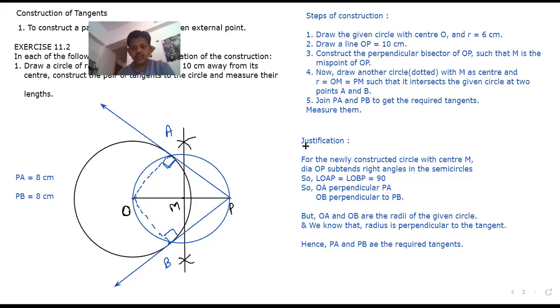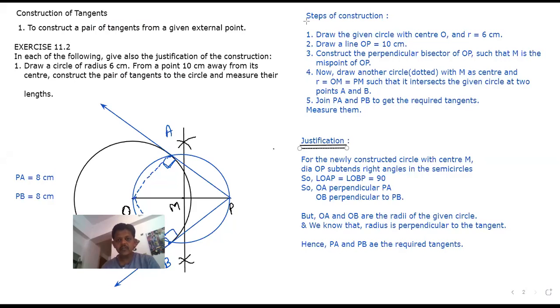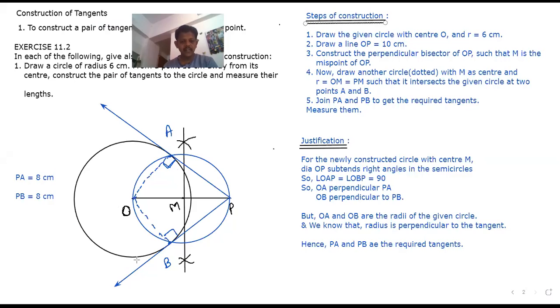Have we understood this construction? Any difficulty with this part? Yes. Again, I will repeat the construction. All of you will pay attention once. Draw the given circle. Draw the line OP because P is at 10 centimeters from the center. Perpendicular bisector of OP. Wherever it intersects midpoint, from midpoint, another circle. Wherever it intersects, you get the two tangents. Any difficulty? No, sir. Have you all completed this part?